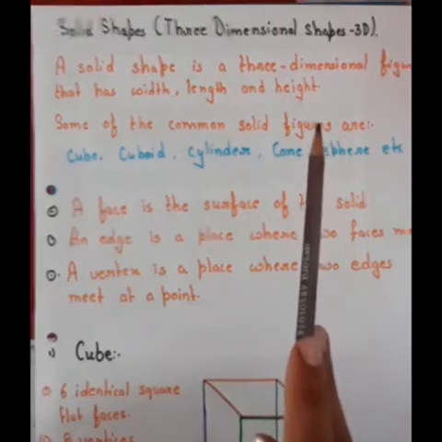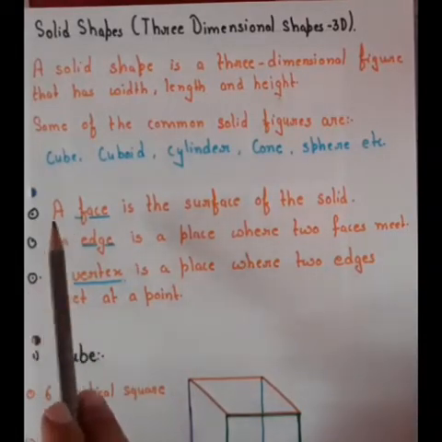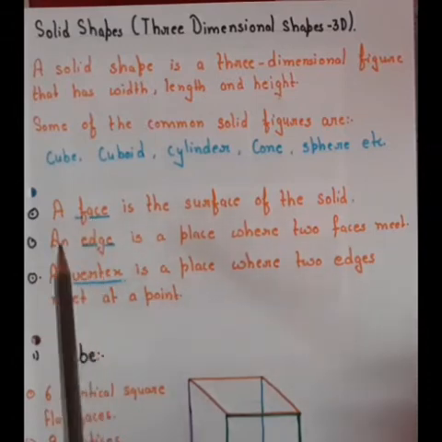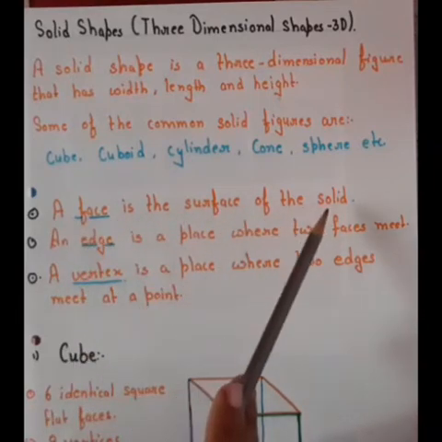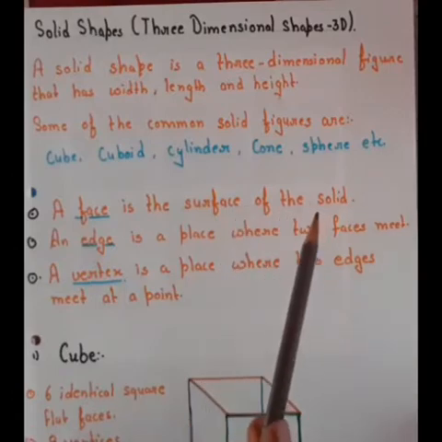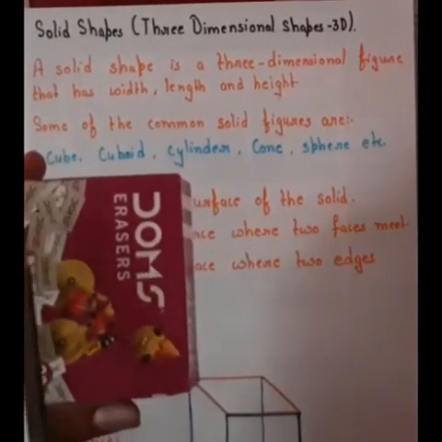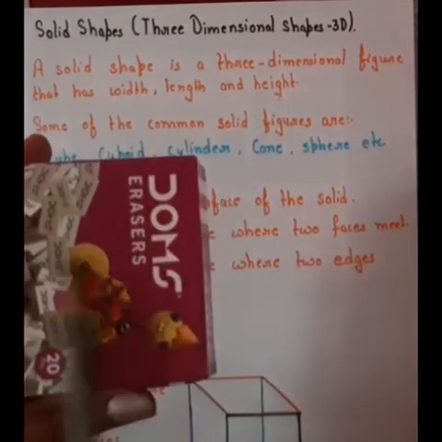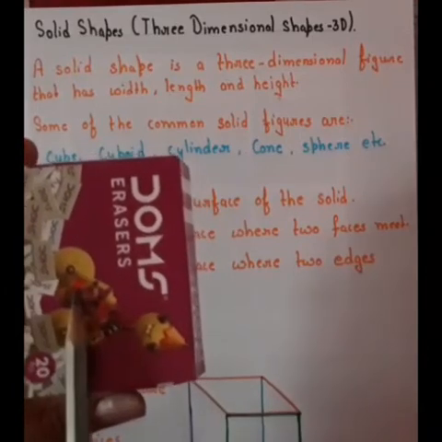Before starting solid figures, there are some terms like face, edge and vertex which we should know. First is the face. A face is the surface of a solid. For example, I have taken this solid over here and this part is known as its face. It's a flat surface, and this is known as the face of a solid.